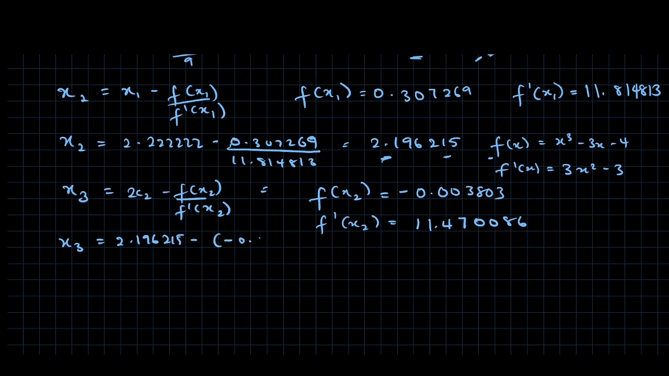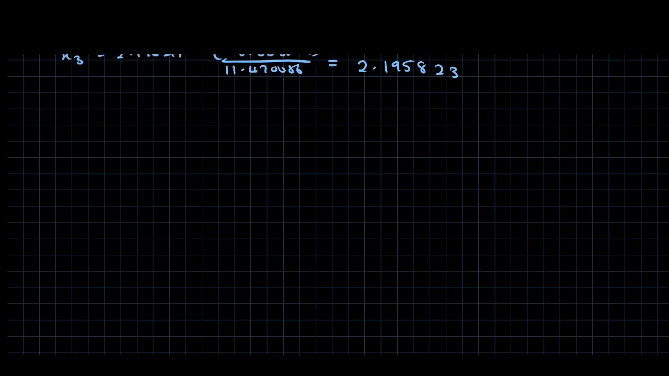minus 0.003803 all over 11.470086, which is going to be equal to 2.195823.